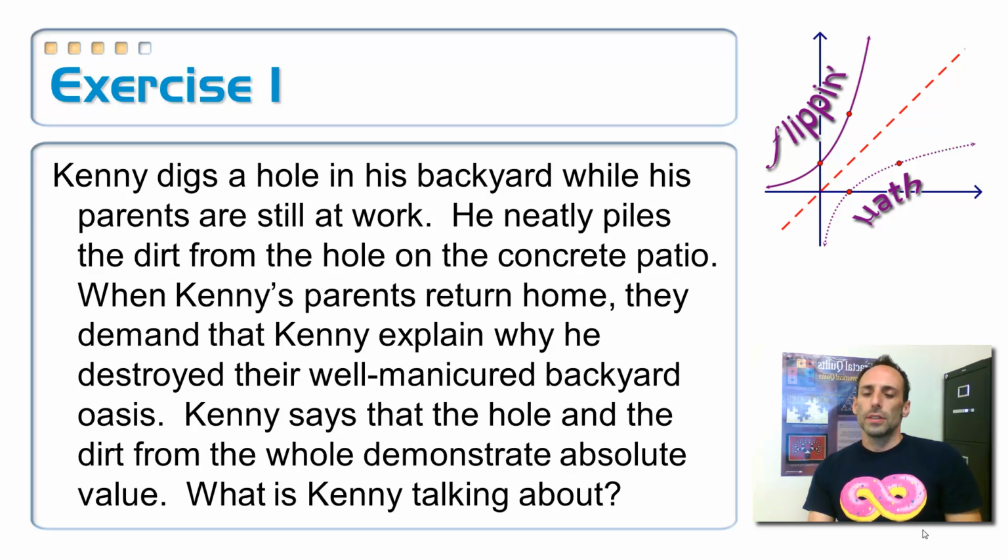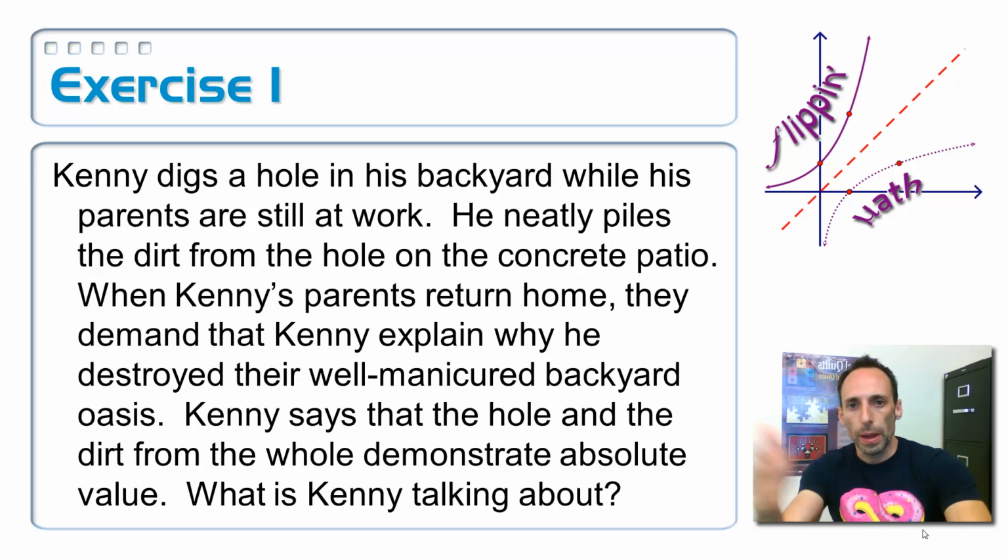So Kenny digs a hole in his backyard while his parents are still at work. He neatly piles the dirt from the hole on the concrete patio. When Kenny's parents return home, they demand that Kenny explain why he destroyed their well-manicured backyard oasis. Well, Kenny explains that the hole and the dirt from the hole demonstrate absolute value. What the heck is Kenny talking about?